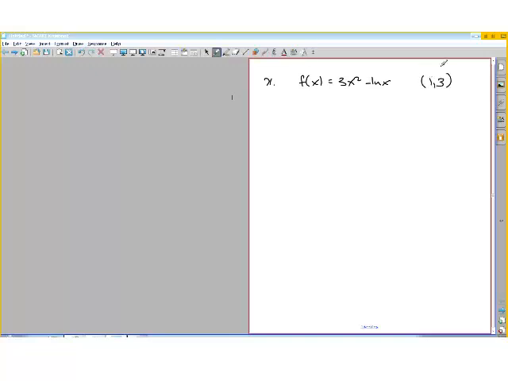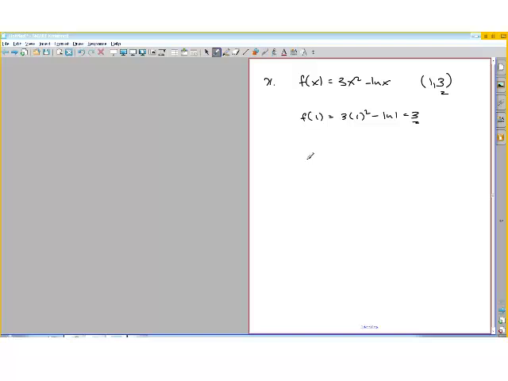So you can see if I stick 1 in here, if I did f of 1, I'd get 3 times 1 squared minus the natural log of 1. Natural log of 1 is 0, so you get just 3 times 1 minus 0. That's where the 3 comes from.